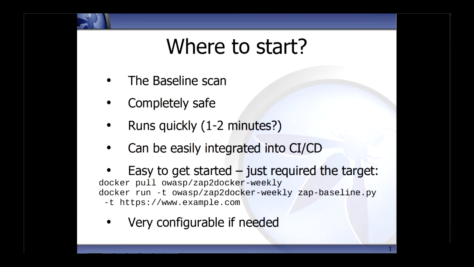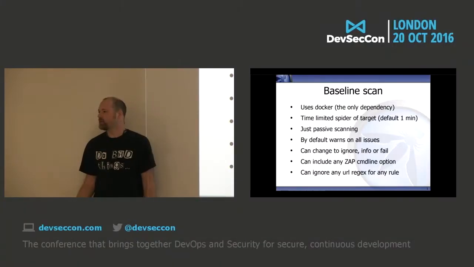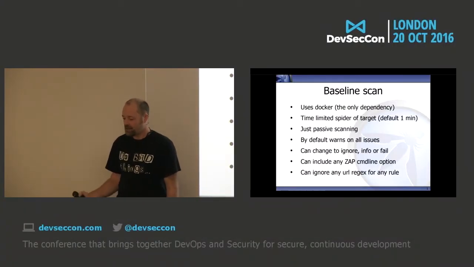So I've got a couple of commands. Can you read those? Yeah, Docker pull and Docker run. That's it. So it's very quick to do, but it's also very configurable if necessary. It uses Docker. That's the only dependency, so you don't have to install anything else. And what it does is a time-limited spider of the target. By that I mean it does the standard crawler by default for just 1 minute. And we do that so we know it won't find everything for large sites, but it just gives you a representative sample, hopefully. And all we do is passive scanning, so that means it's not going to break anything, and it'll work quickly, which is what we want.